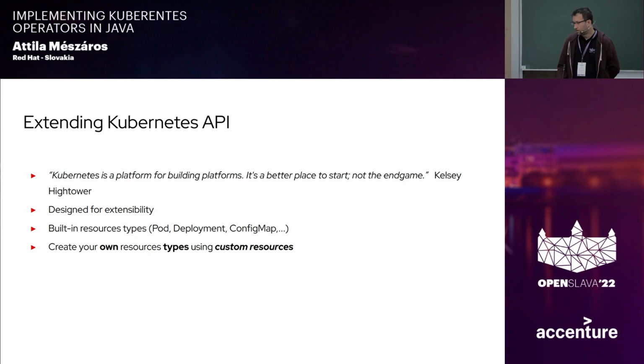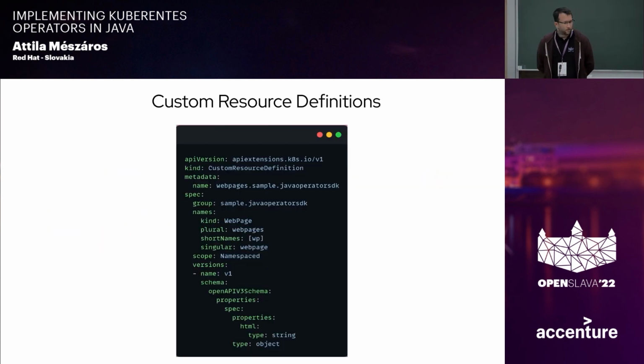In a nutshell, what you have to provide is a custom resource definition. What you see in the picture is a simple custom resource definition which says that we will have a new kind in Kubernetes called web page, with some additional information such as the singular name, whether it's namespaced, and the spec part, and some schema for the spec and the status describing how the custom resources should look.